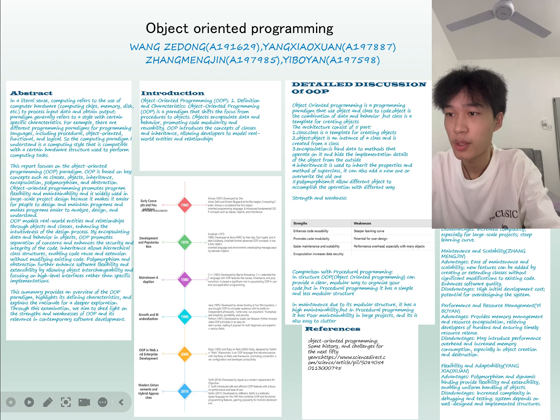Object-oriented programming. 1. Definition and characteristics. Object-oriented programming is a paradigm that shifts the focus from procedures to objects. Objects encapsulate data and behavior, promoting code modularity and reusability. OOP introduced the concept of classes and inheritance, allowing developers to model real-world entities and relationships.